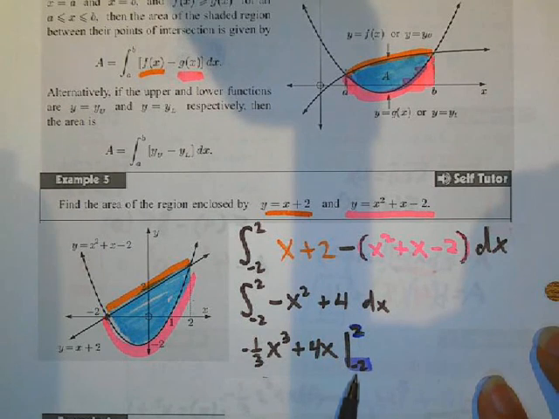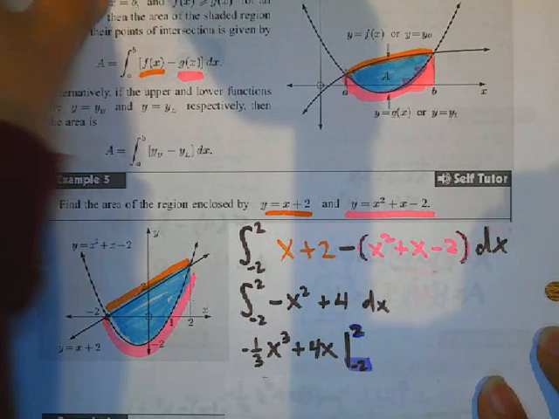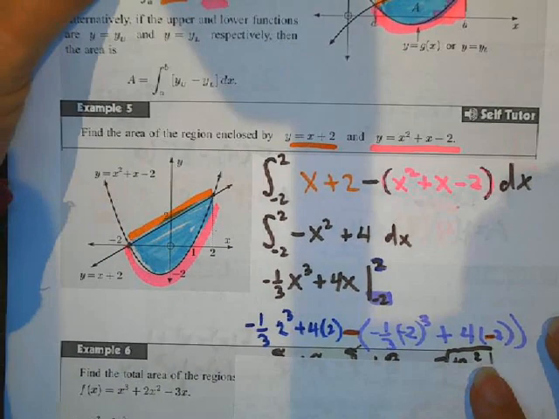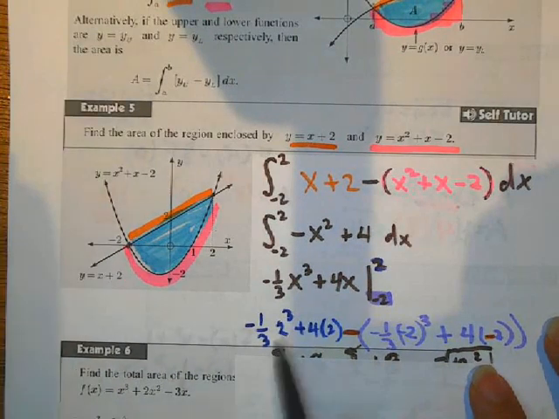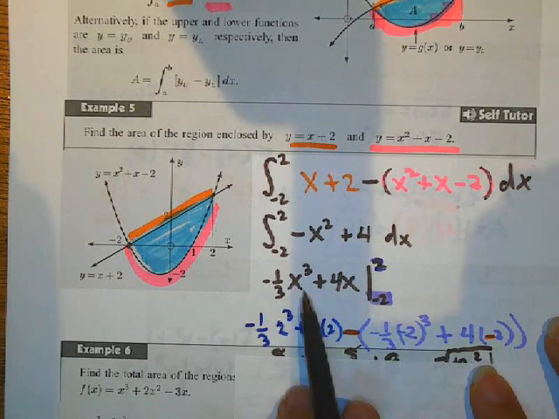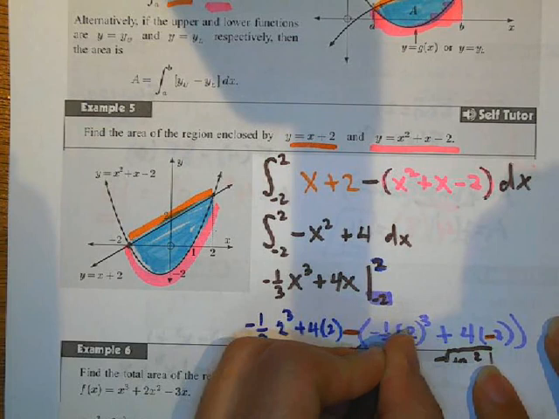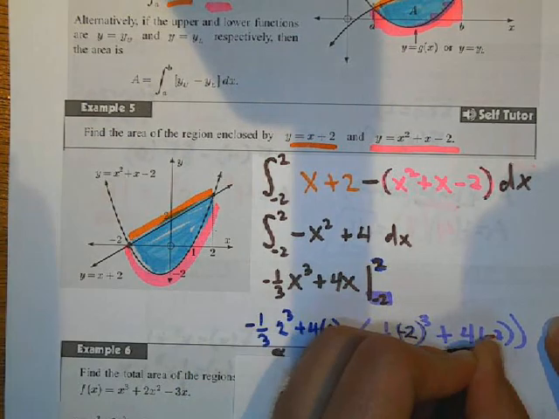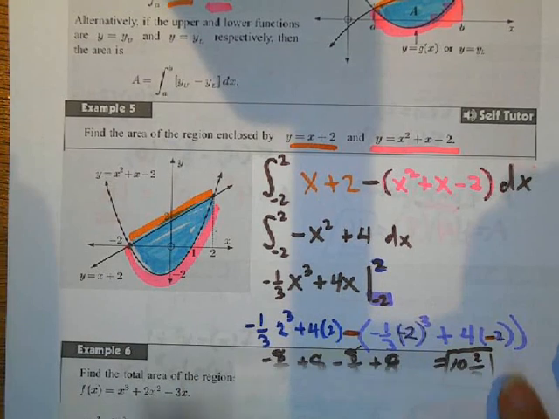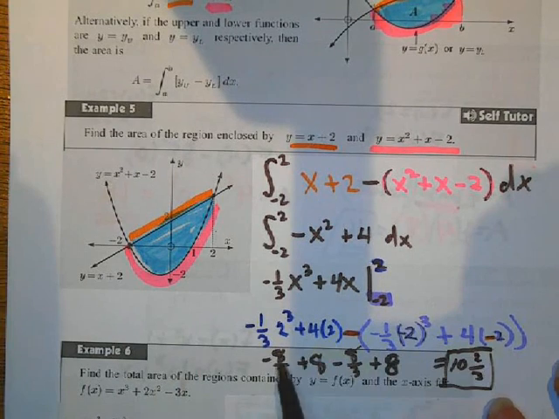Okay. So I plug in 2 in place of x. Then I plug in -2 in place of x. And then it simplifies to -8/3 plus 8 minus 8/3 plus 8. Be careful with the signs here. This is where people struggled with the signs. And we end up with 10 and 2/3.